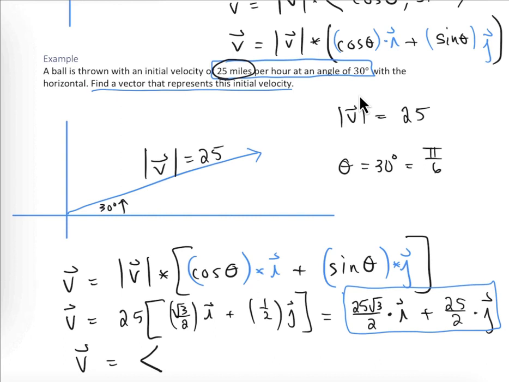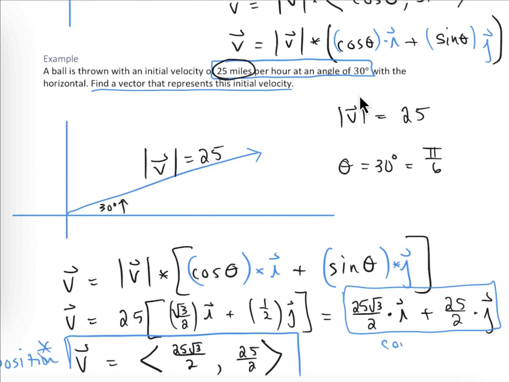The pointy brackets would only need the horizontal component, which is 25 rad 3s over 2, and then we do not put i's and j's when we have pointy brackets. And then we would have 25 over 2 as the y component, or the vertical component, and this would be our vector written as a position vector. So this is position vector form, and this is component form for the same vector.